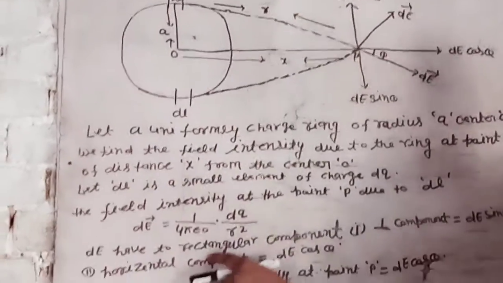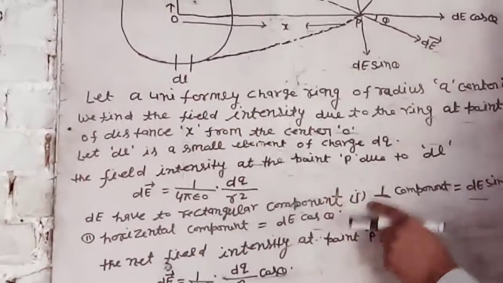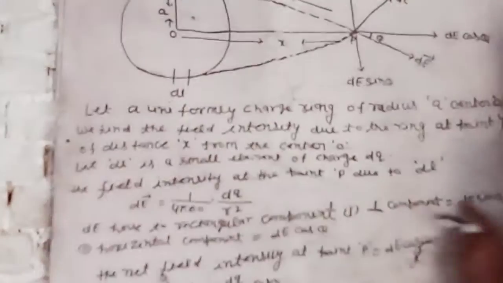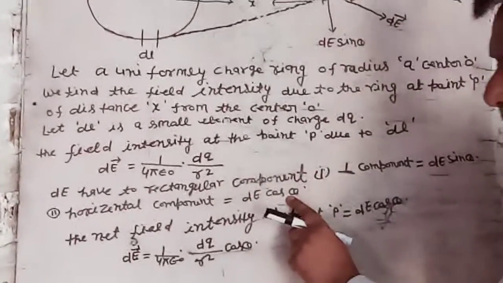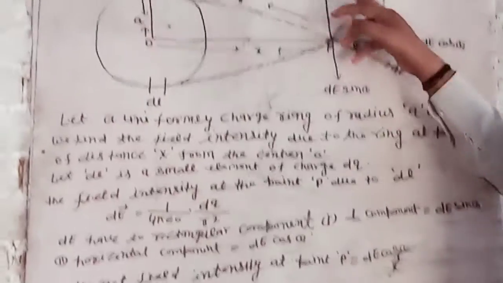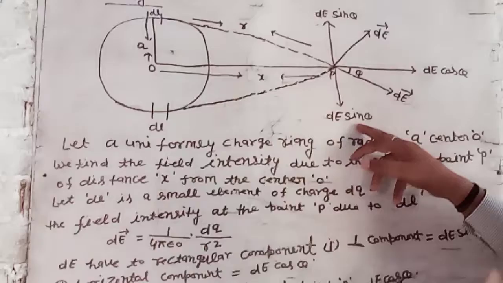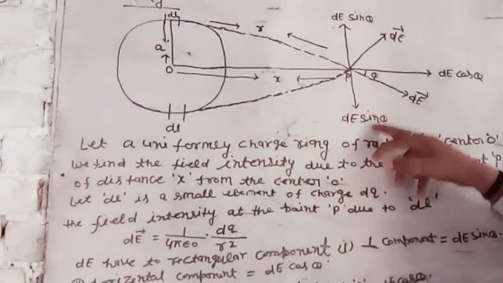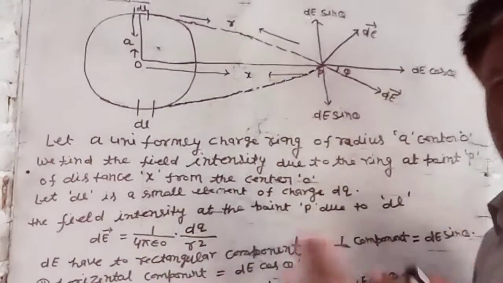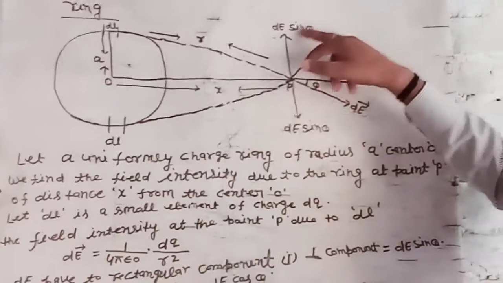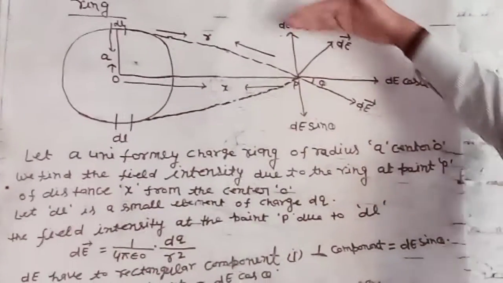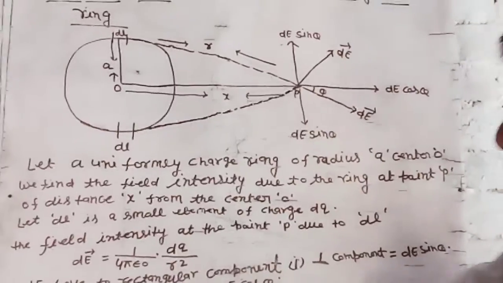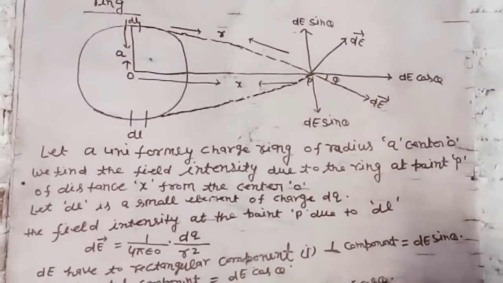dE has two rectangular components. First, the perpendicular component dE sin theta, and second, the horizontal component dE cos theta. The dE sin theta components have equal magnitude and opposite direction, so the perpendicular components neglect each other. dE sin theta और dE sin theta का डायरेक्शन अपोजिट है और मैग्नीट्यूड सेम है, तो एक दूसरे को नेगलेक्ट कर देंगे. Then the net field intensity at the point P is dE cos theta.